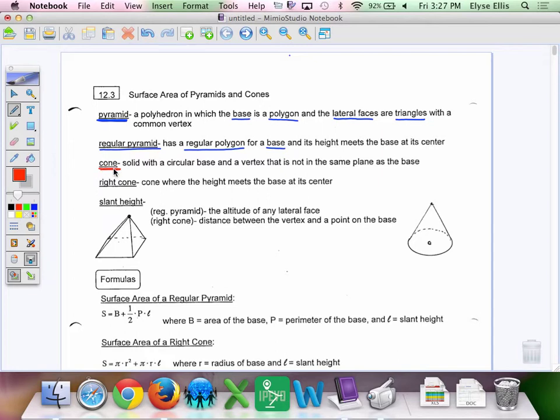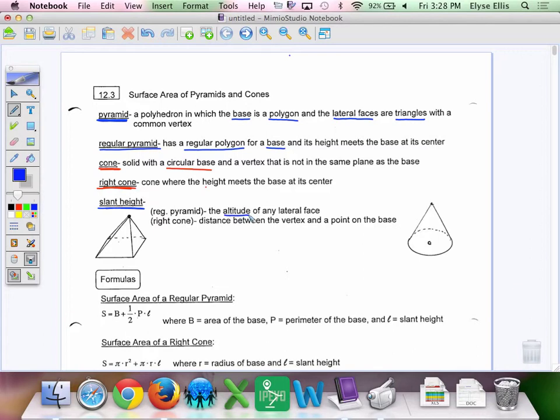The cone is a solid, it's three-dimensional, but it has a circular base and a vertex that is not in the same plane as the base. A right cone, well, the height will meet its base perfectly at its center. So we also have this thing called slant height, which is a little new. On the regular pyramid, it's the altitude of any lateral face.